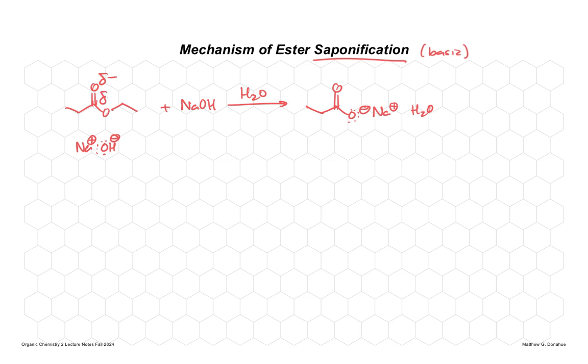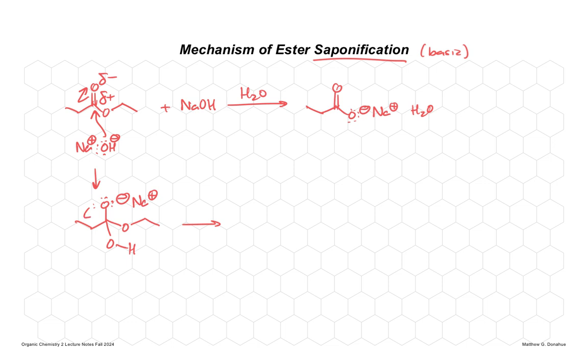Carbonyl is delta minus, carbon's delta plus, so that attacks. And then we break the pi bond. So notice the carbonyl now is not protonated. So under basic conditions, it'll be negative. So these mechanisms tend to be a little bit easier in the sense that there's not a whole lot of proton transfers going on.